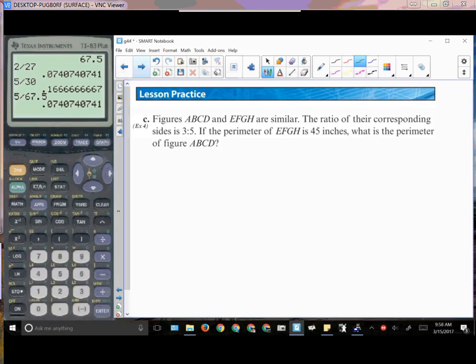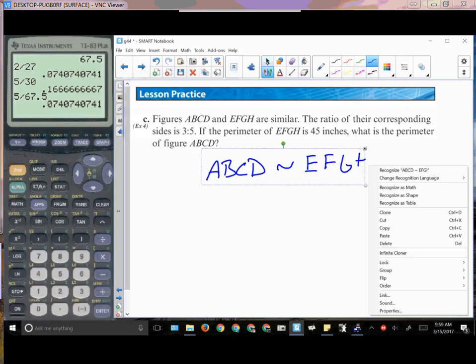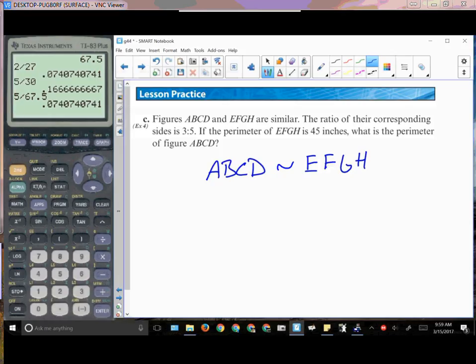Jacob, what is the perimeter that you had for A, B, C, D? We don't like guessing. So if I didn't know how to approach this, did you write down this? A, B, C, D is similar to E, F, G, H. Did you write that down to begin with? Okay. This is step one. So we know what is being similar to the next.